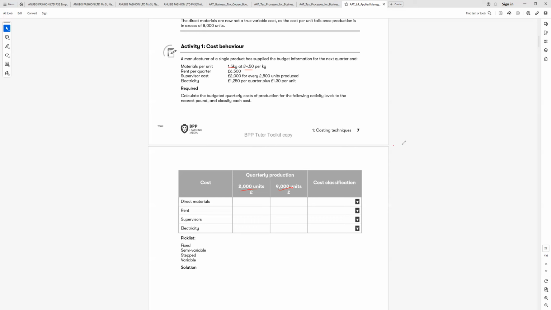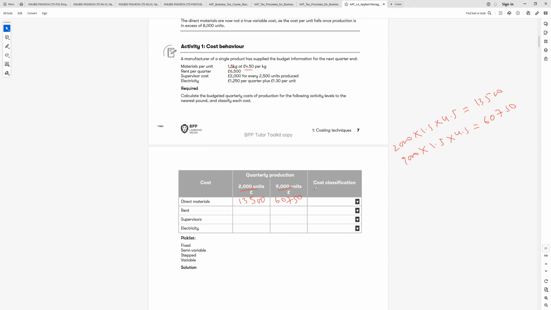So for 2,000 units, per unit, we need 1.5 kilo. And of course, per kilo is 4.5. And that will give us 13,500. So 13,500 will be the direct material cost. For the 9,000, same way, for 9,000 units, per unit, we need 1.5, and per kilo is 4.5. And that will give us 60,750.